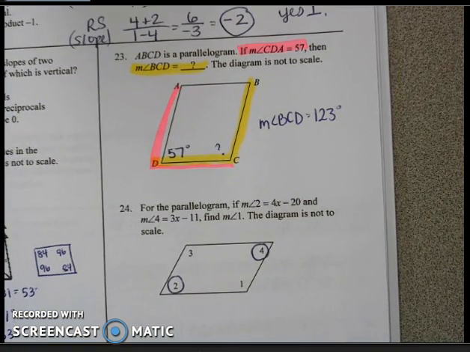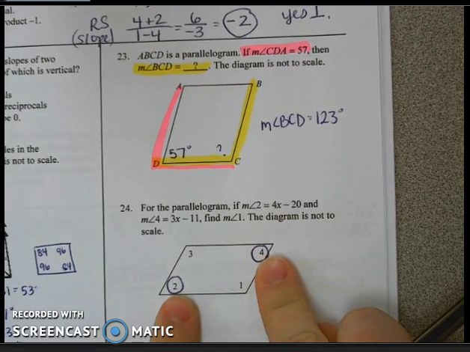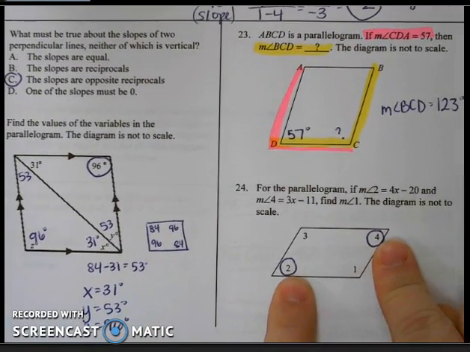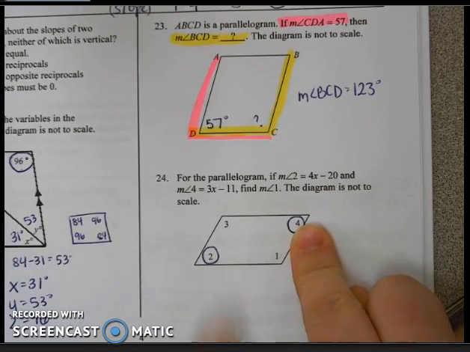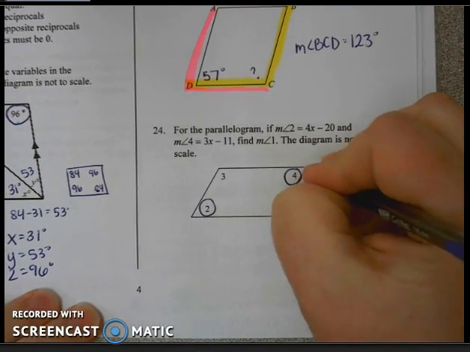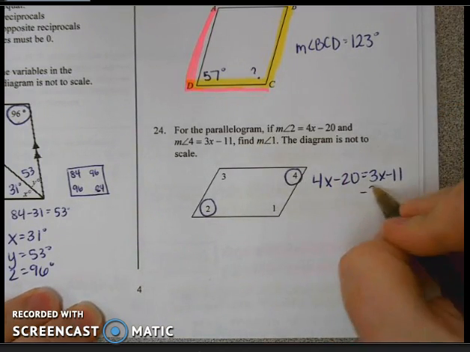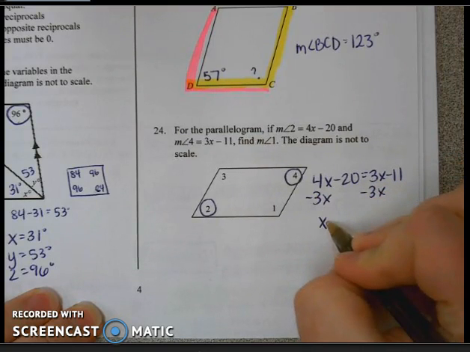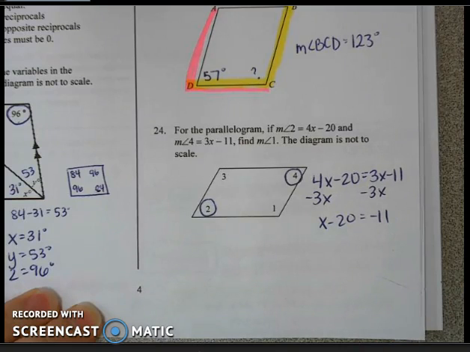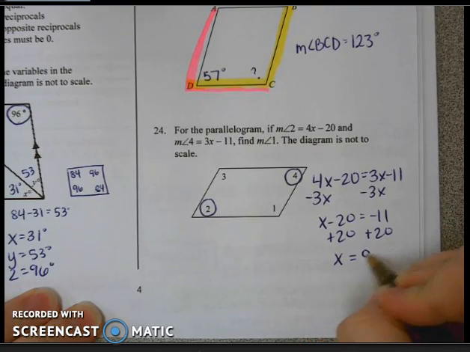Number 24. Again, for the parallelogram, we have angle 2 is 4x minus 20, and angle 4 is 3x minus 11. So what do I know about opposite angles in a parallelogram? Just like the other examples, my opposite angles are always congruent. So what does congruent mean? We're going to set them equal to one another. They have equal measure. So 4x minus 20 is equal to 3x minus 11. So I'm going to go ahead and subtract 3x from both sides. X minus 20 is equal to negative 11. And I will add 20. X is equal to 9.